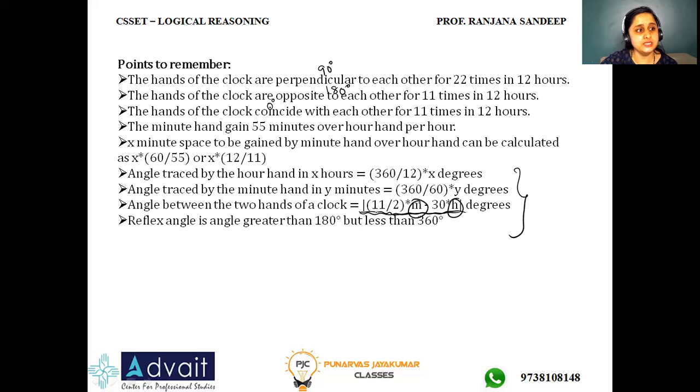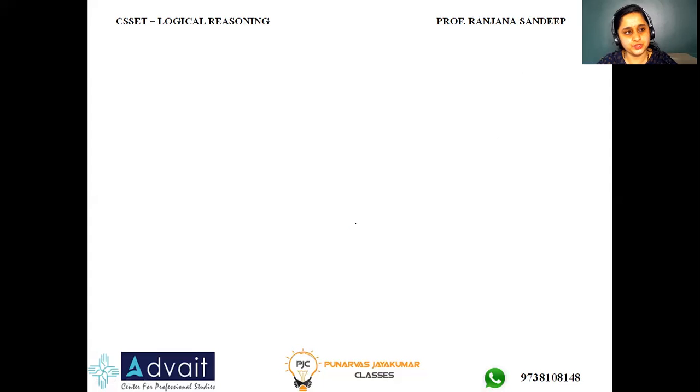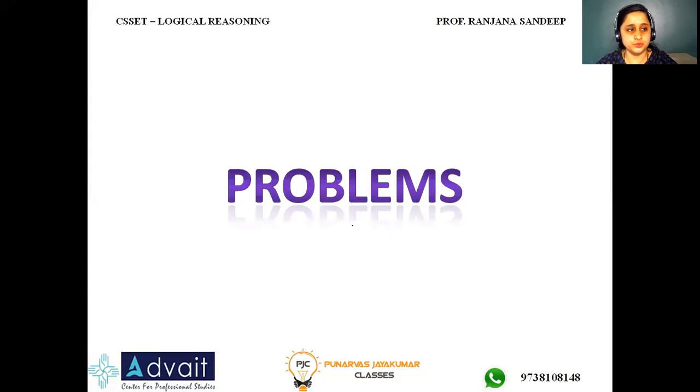A reflex angle is an angle greater than 180 degrees but less than 360 degrees. So if they just ask you to find the angle, then it will be less than 180 degrees. In particular, if they ask you to find the reflex angle, then you should subtract the angle which is less than 180 degrees from 360 degrees to get the reflex angle. Okay, followed it. So let us quickly start with the problems.